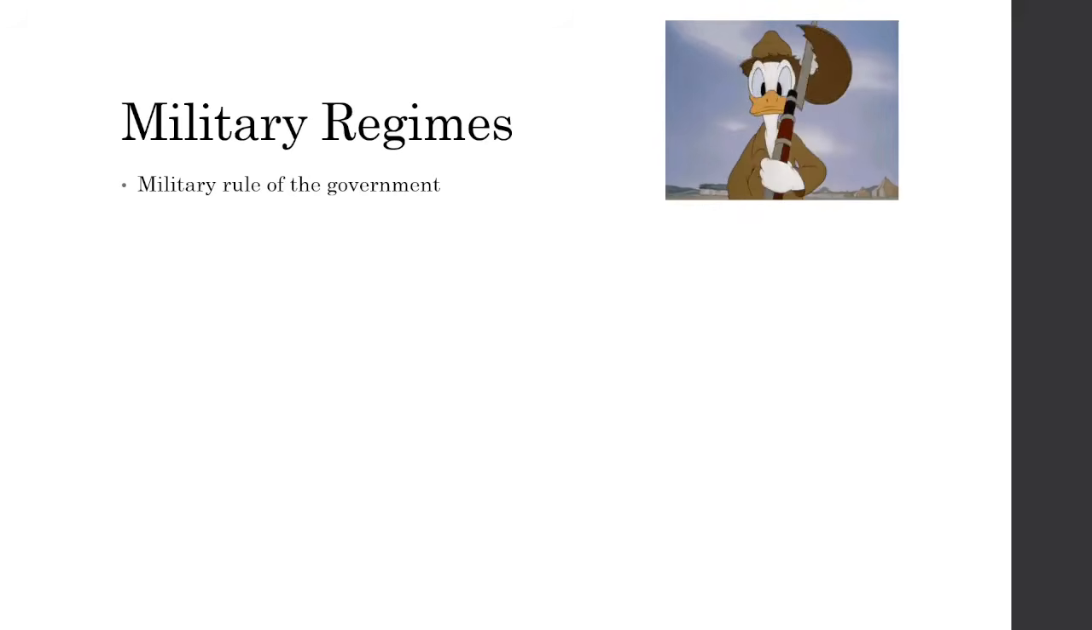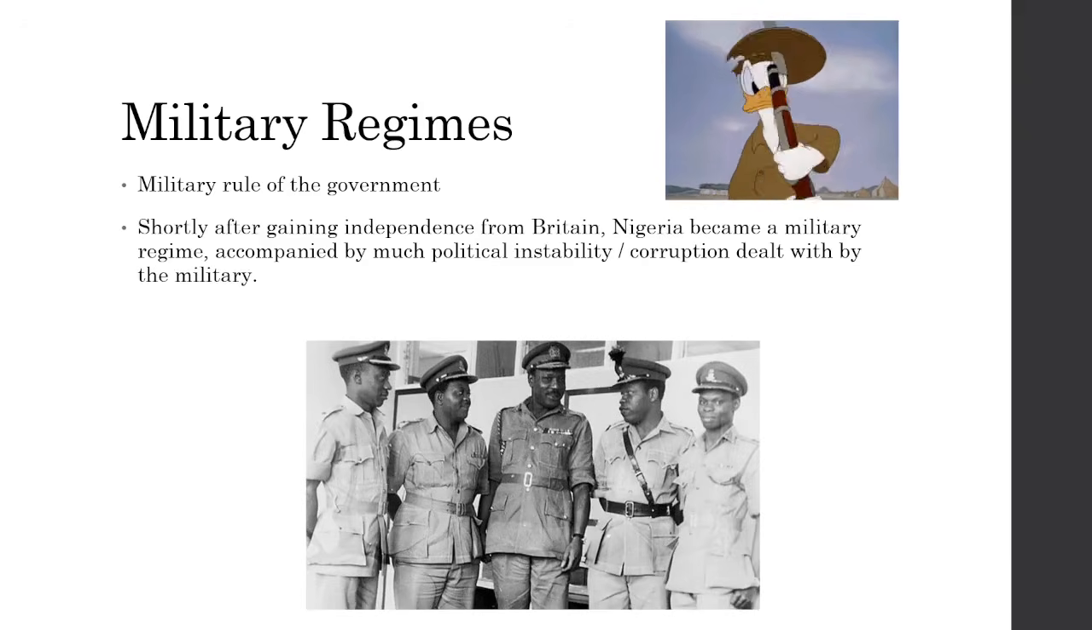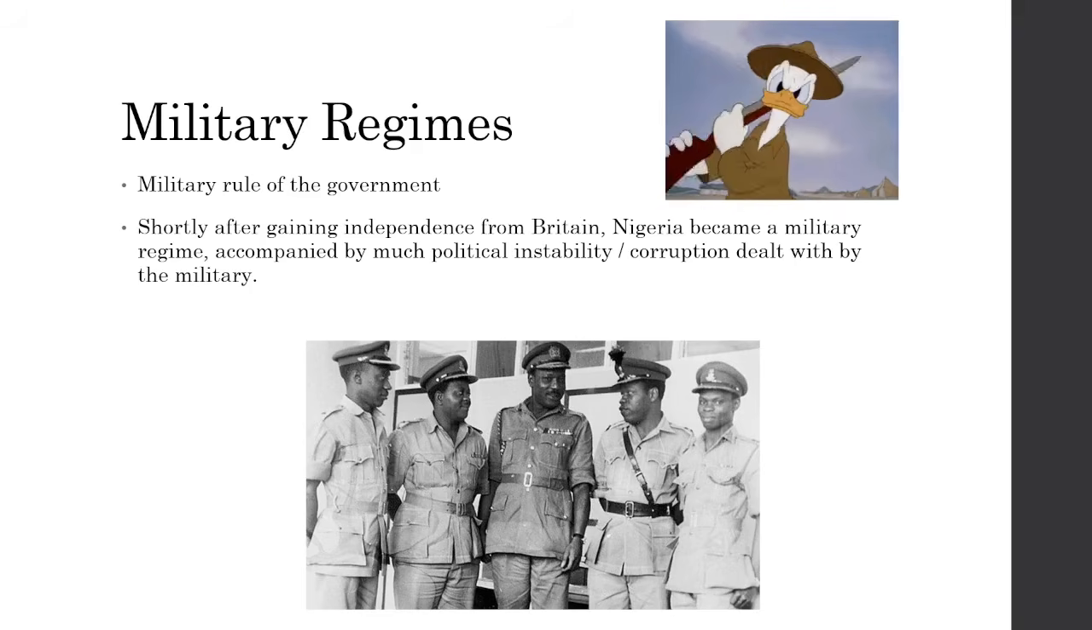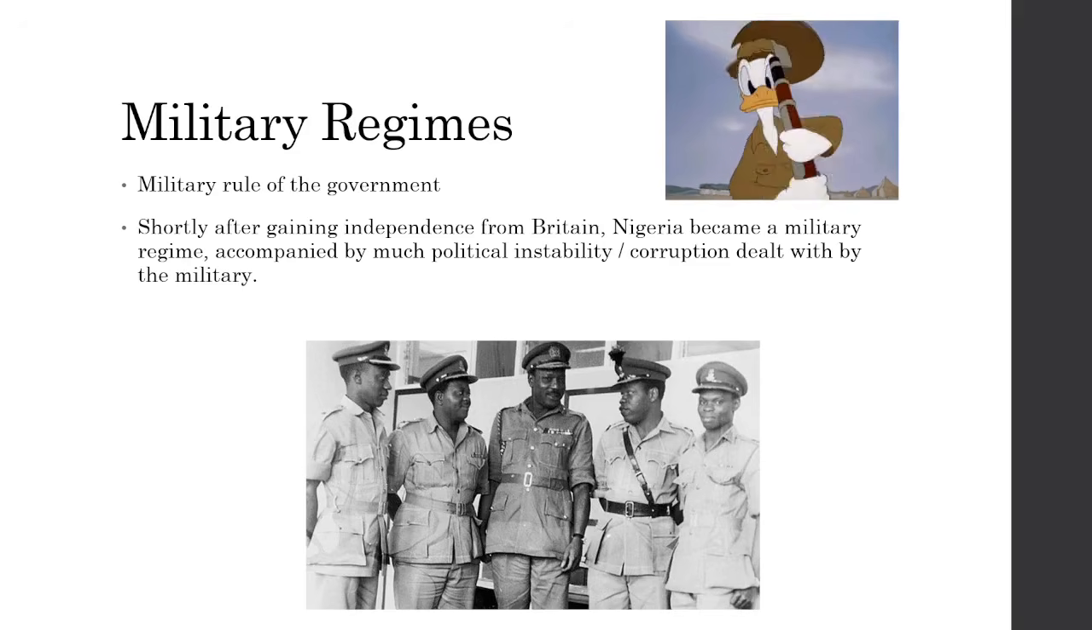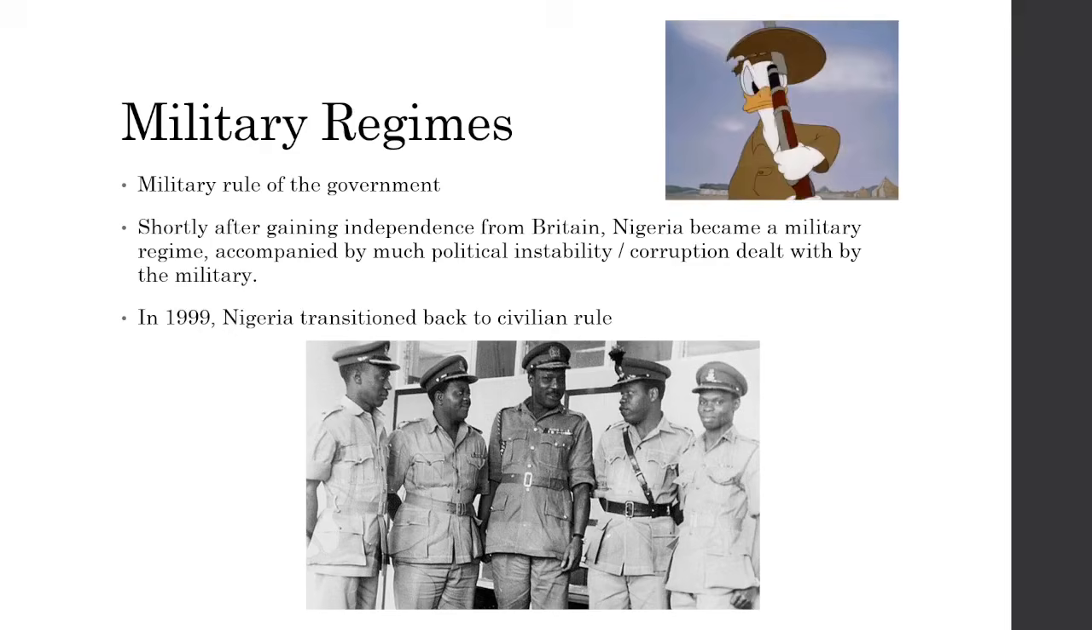And we have military regimes, which is a military rule of government. So in Nigeria, shortly after getting their independence, they became a military regime. So they were authoritarian until they became democratic. And this was accompanied by much political instability and corruption that was dealt with by the military. The military became a very corrupt power when they controlled all these political processes. And they're just now starting to kind of overcome it in a process that we'll discuss later. In 1999, Nigeria transitioned back to civilian rule.